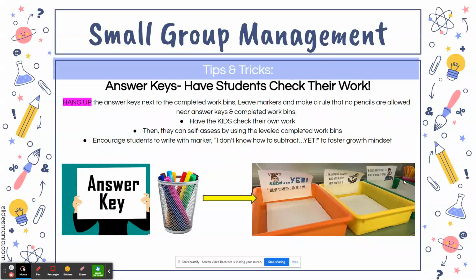Another idea for small group management is to have answer keys and have students independently check their own work. You can hang up the answer keys next to the completed work bins, leave markers, and make a rule in the classroom that no pencils are allowed near answer keys and the completed work bins. You have the kids check their own work, put little marker check marks or X's. Then they can self-assess by using the leveled completed work bins. We're encouraging students to write with a marker, and they can write things like, "I don't know how to subtract yet," to continue to foster that growth mindset.